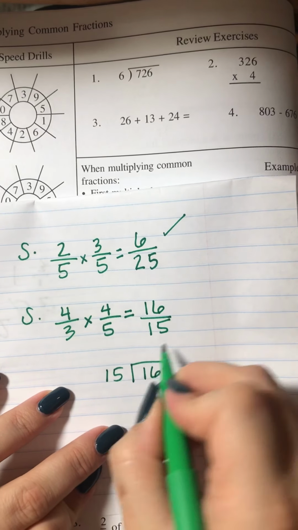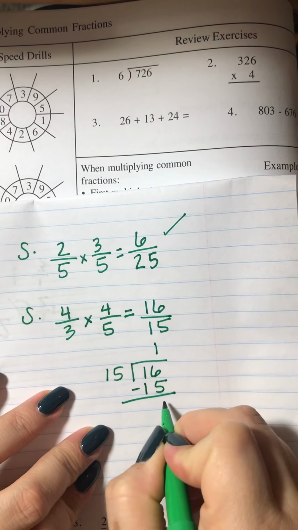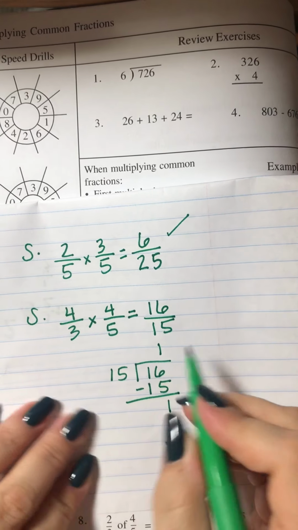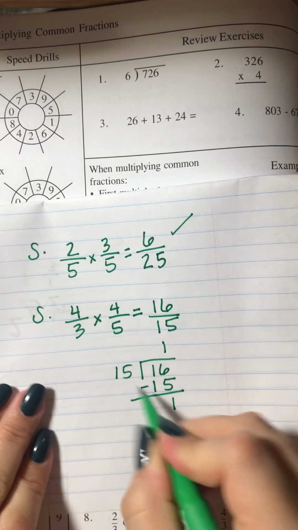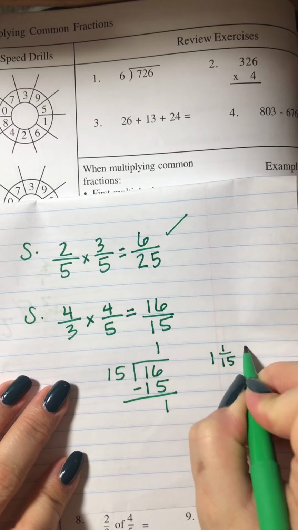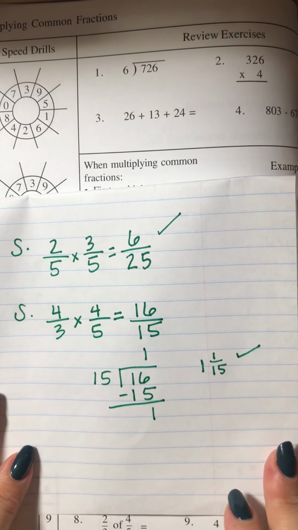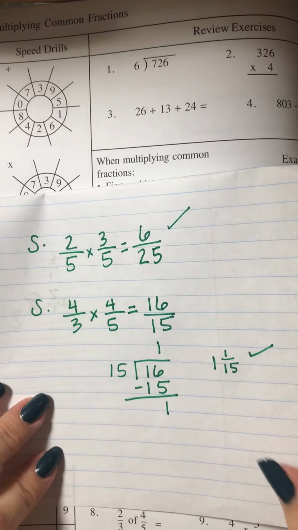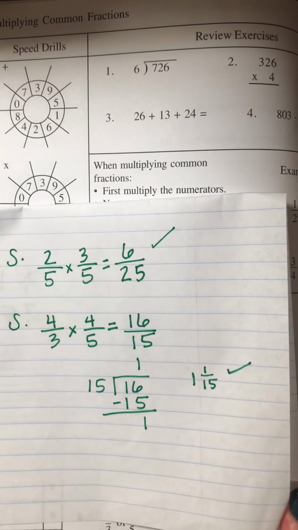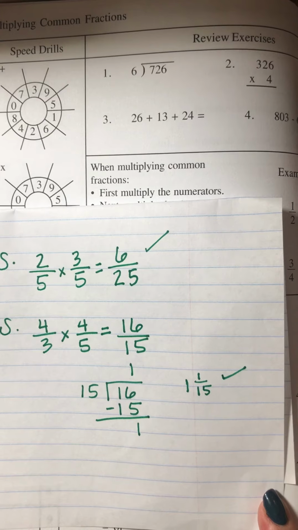15 fits into 16 once. We're used to this. 16 minus 15 is 1. And then our answer will be 1 and 1/15. After we've done that, we notice we do not have to reduce, and that is our final answer. So just multiplying the top, multiplying the bottom, changing any improper fractions to mixed numbers, and then reducing.